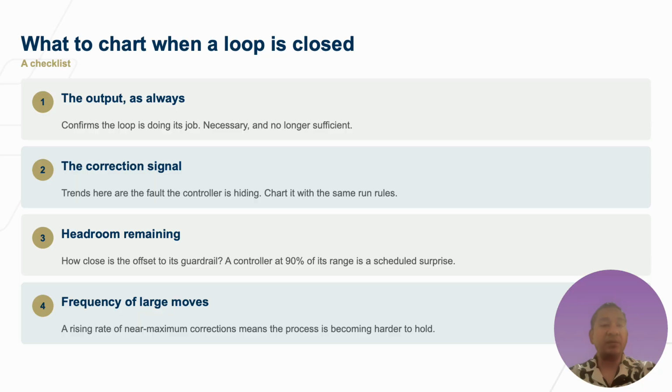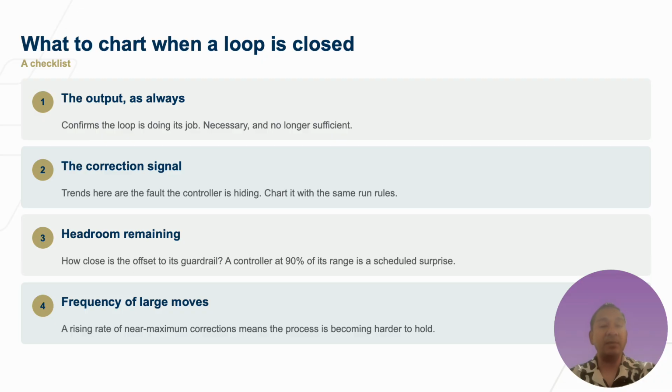So, four things to chart when a loop is closed. The output, as always, confirms the loop is doing its job. Necessary and, as we have seen, no longer sufficient. The correction signal. The trends here are the fault the controller is hiding. Chart it with the same run rule that you would use on anything else.